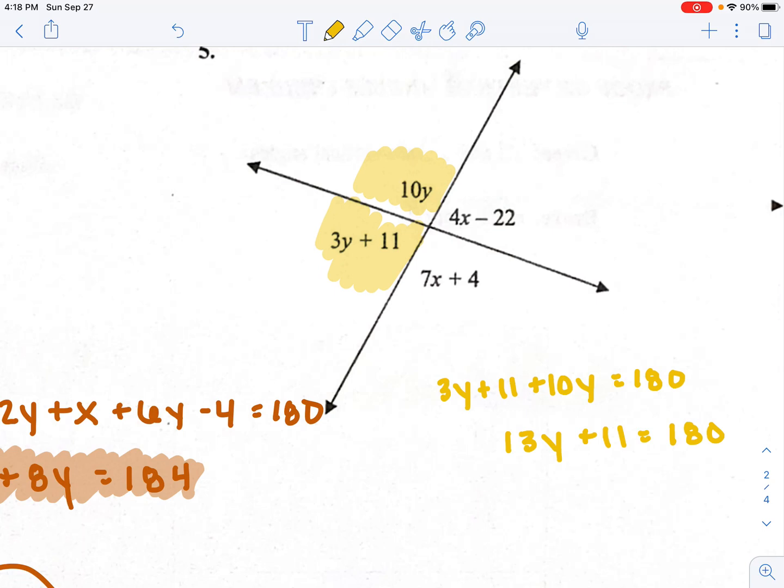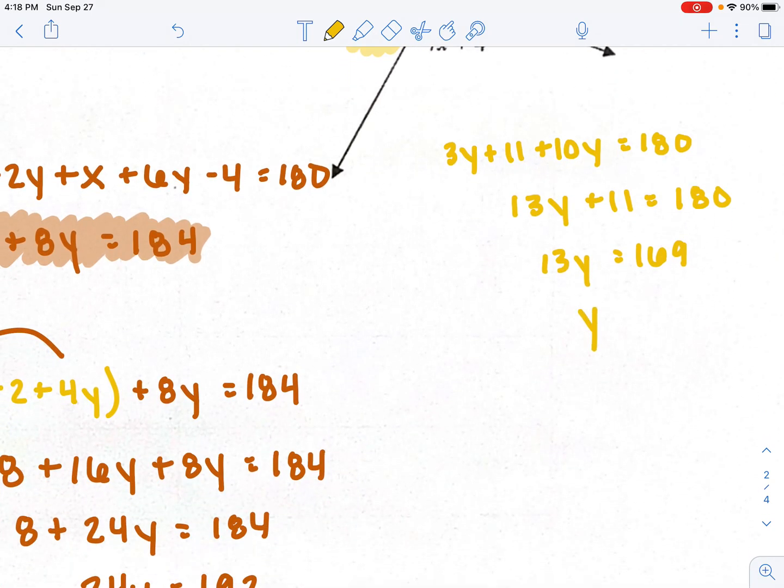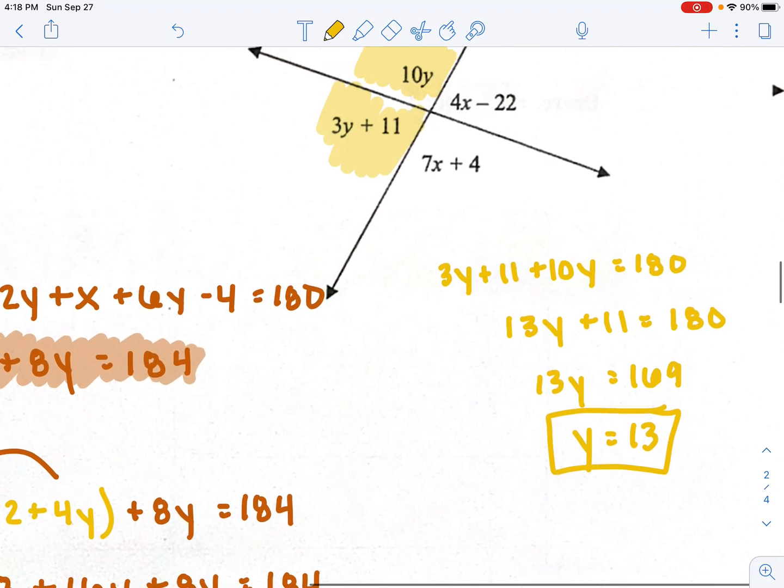I'm going to subtract that 11 over. So I get 13y equals 169. I'm going to divide by 13, and I get that y equals 13.